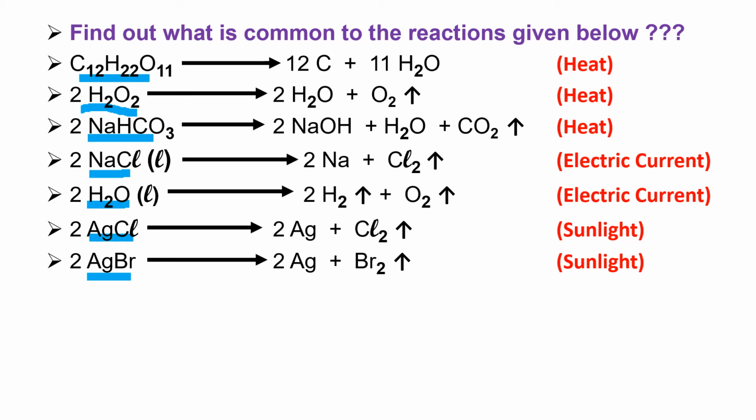So these are reactions where you see one reactant, and each reactant is breaking down into two or more products. Like in the third reaction, NaHCO3, you got three products. So sometimes you get 2, 3, 4, 5, any number of products, but the reactant is only one.